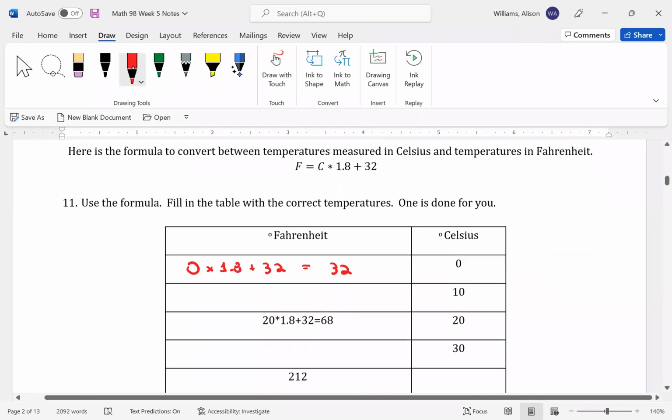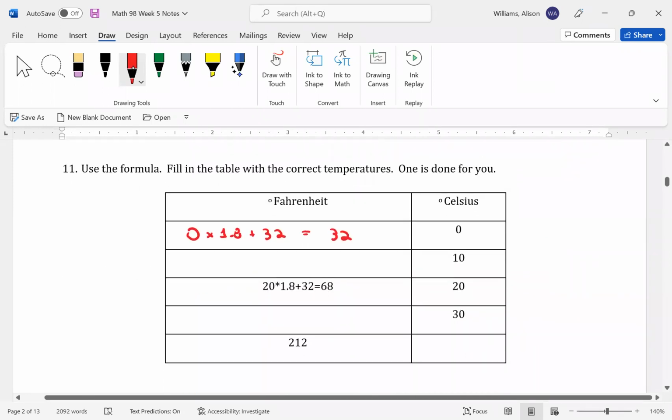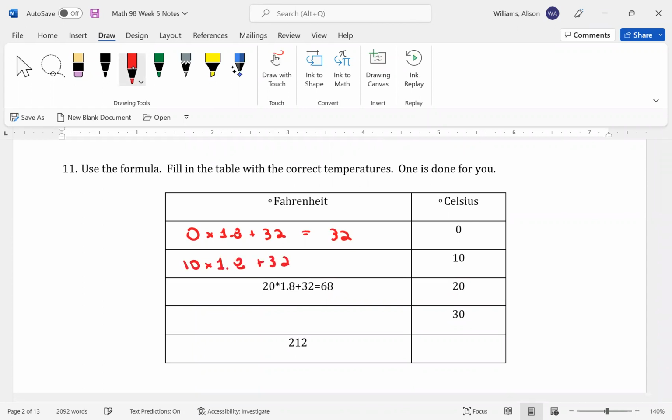Cool. All right, 10 degrees. Let's do 10 degrees. So 10 times 1.8 plus 32. So that's going to be, plugging that into my calculator, 50.